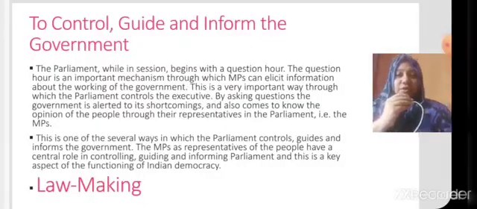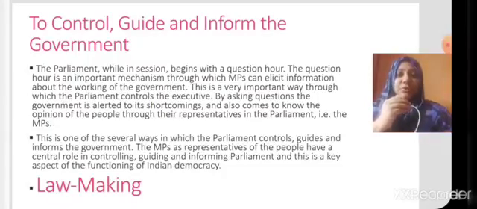The next function of the parliament is to guide, control and inform the government. The parliament, while in session, begins with a question hour. Now, what is the question hour, children? Over here, what happens, children? Any session automatically begins with a question hour.